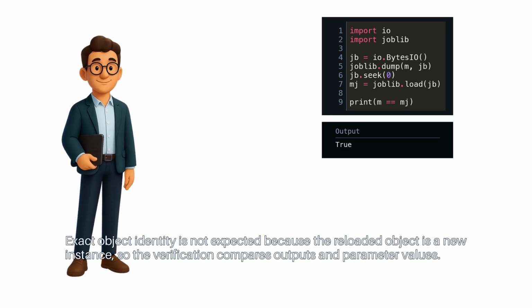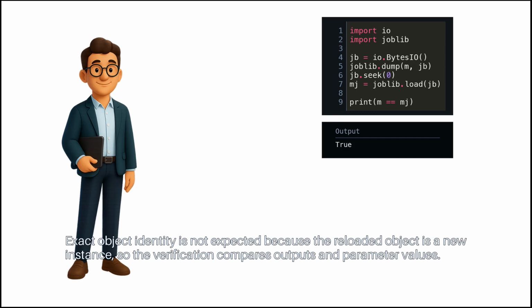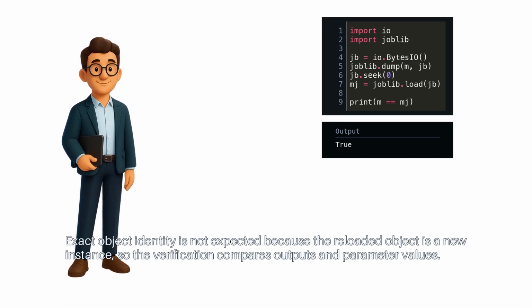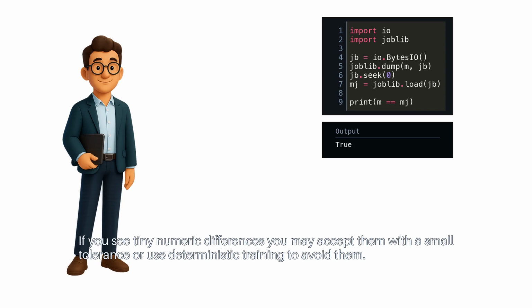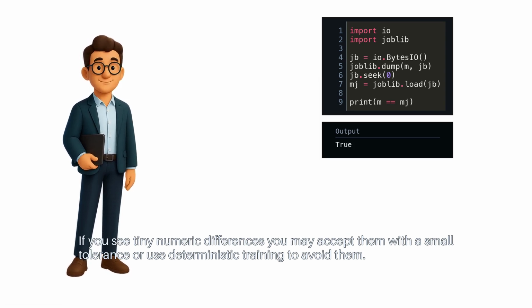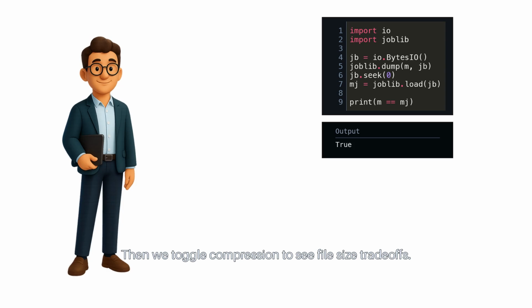Exact object identity is not expected because the reloaded object is a new instance, so the verification compares outputs and parameter values. If you see tiny numeric differences, you may accept them with a small tolerance, or use deterministic training to avoid them. Then we toggle compression to see file size trade-offs.